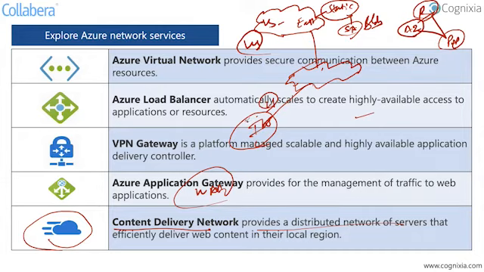When a user makes a request, it is sent first to the edge server, and the content is served locally through that edge server. This reduces latency and increases the performance of your application. That is called the CDN service. It's a caching service.